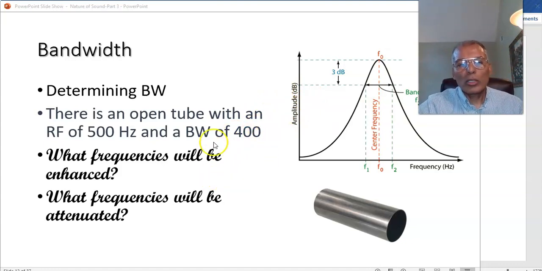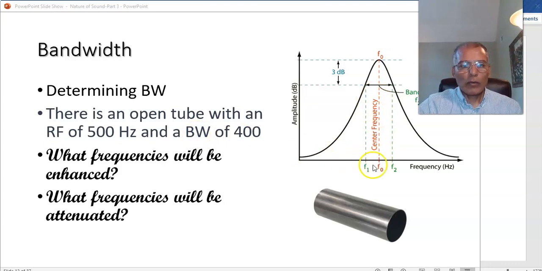So you'll have a number of questions in the exam similar to this. You'll be given a tube and told, this tube is 500 hertz and it has a bandwidth of 400 hertz. And you need to determine what frequencies will be amplified. You need to determine the lower cutoff, the upper cutoff, and the center frequency. So the frequencies that can be amplified on both ends.